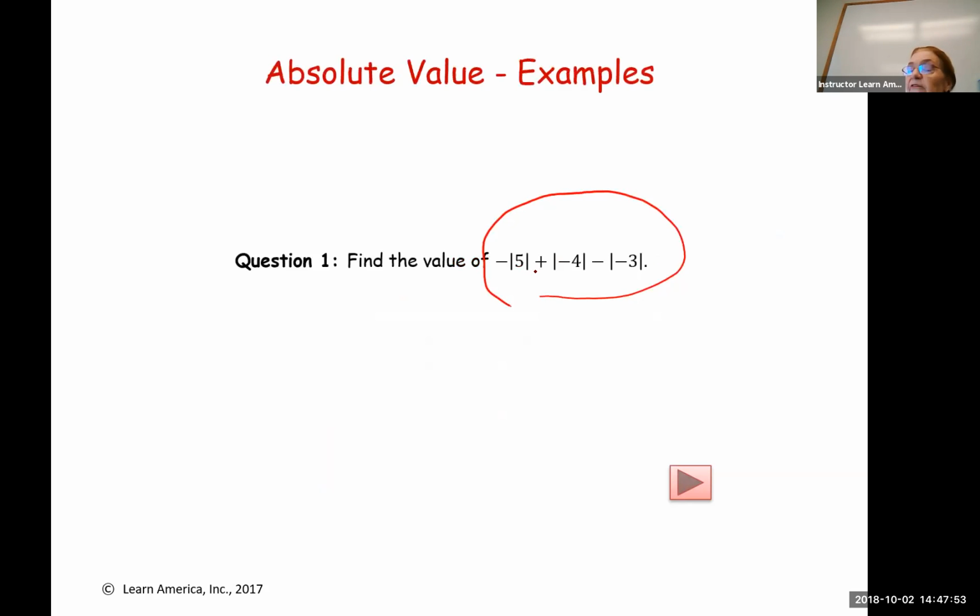Well, the absolute value of 5 is 5, so we have the opposite of 5. We're adding that to the absolute value of -4. The absolute value of -4 is 4, so we're adding that to 4. And then we're subtracting the absolute value of -3. The absolute value of -3 is 3. So when we drop the absolute value signs, this is what we get. When we combine these, we have -1 and a -3, and the net result is -4.